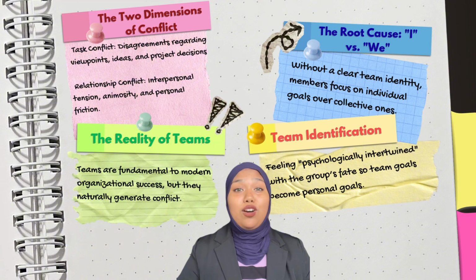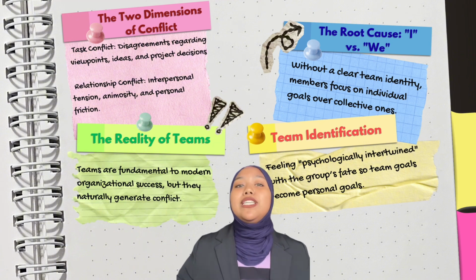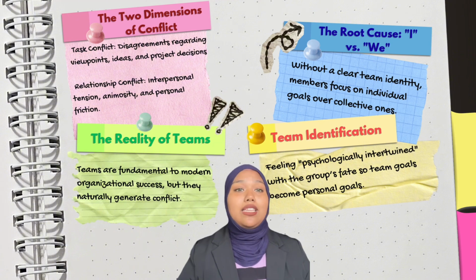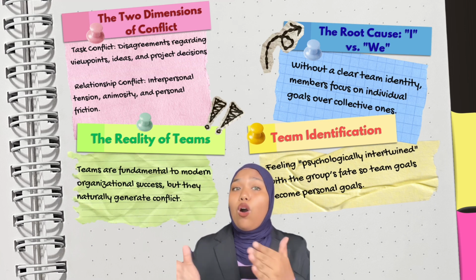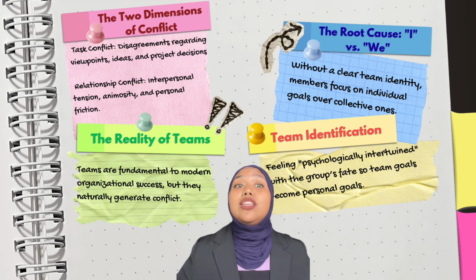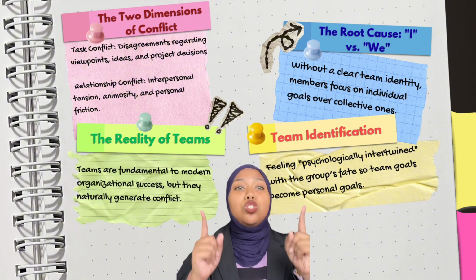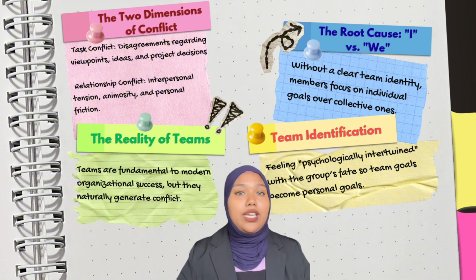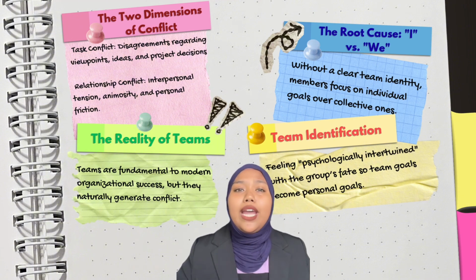An organization's workforce is defined by a massive diversity of personal values and roles. When a shared team identity is missing, individuals naturally start focusing on their own individual roles and goals over the collective one. This creates a destructive behavior pattern of I versus we. To solve this, we look at the concept of team identification, where a member feels psychologically intertwined with the group's fate and adopts the team's goals as their own.